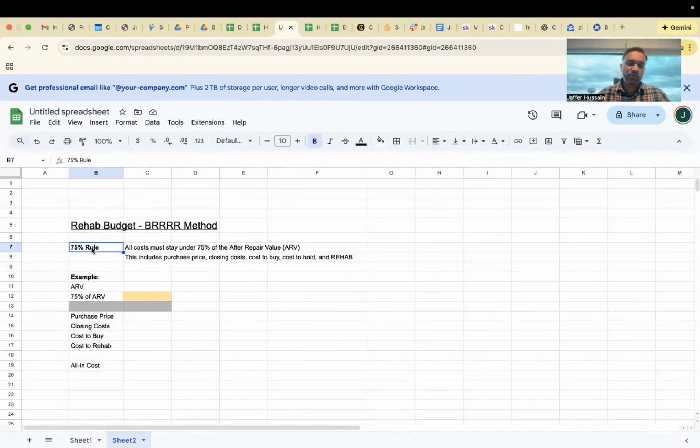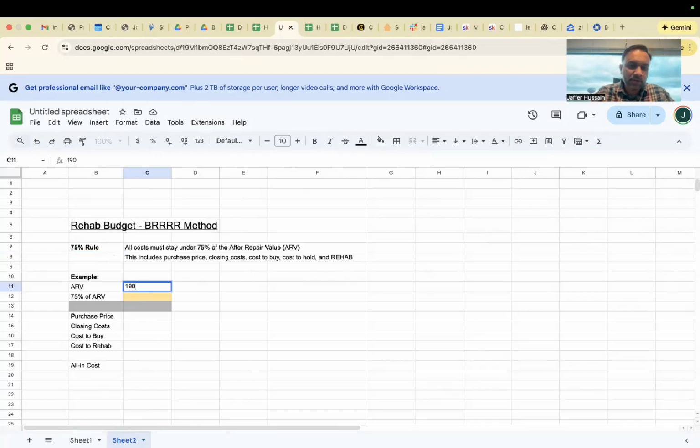Now, this includes the purchase price, closing costs, the cost to buy, such as interest, and the cost to hold, such as utilities and all that good stuff. You have to pay insurance and things like that. And then, of course, the topic of this video, which is the rehab. So now let's go through an example.